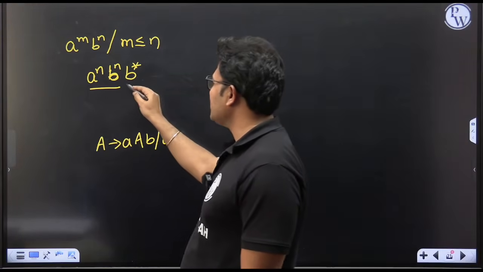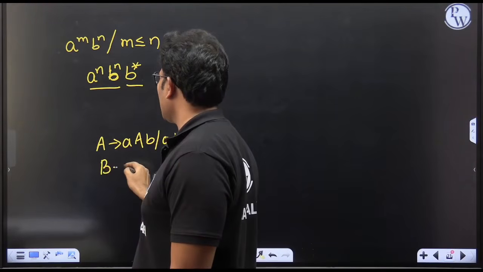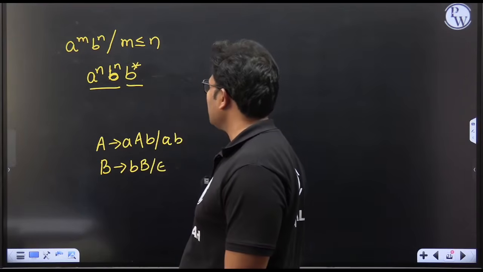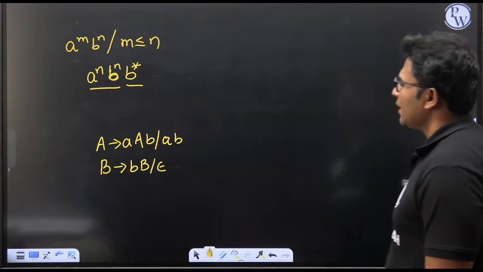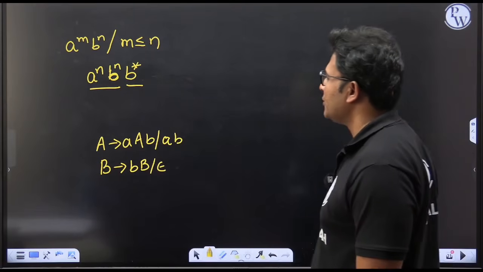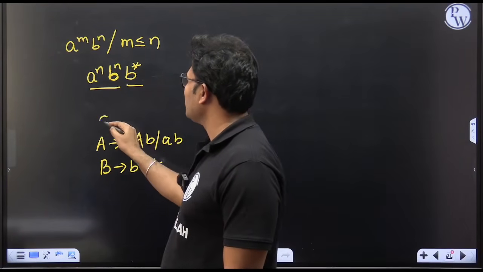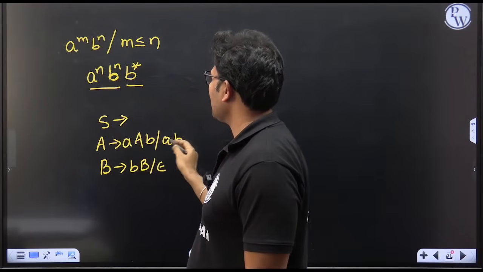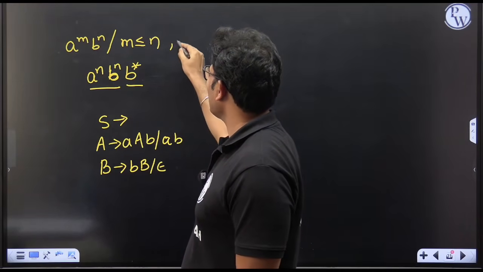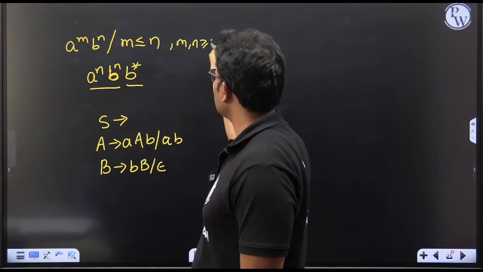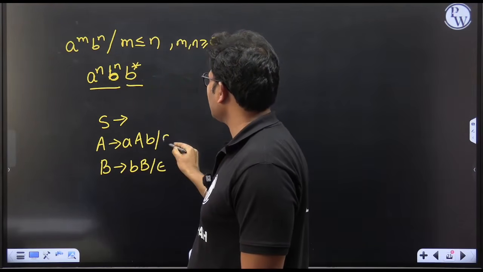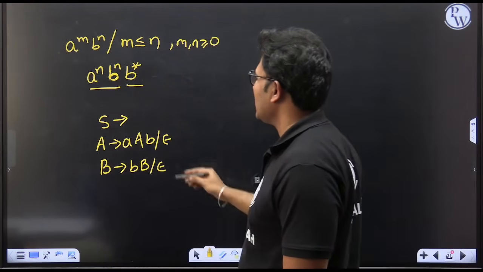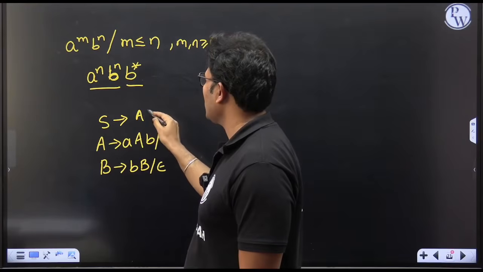Now you generate b^*. What is b^*? B derives b B, or epsilon. Now you put them together. S derives A B, where A generates a^n b^n and B generates b^*. Here, if you assume m, n greater than or equal to 0, you can put epsilon here. Now you put a^n b^n followed by b^*.